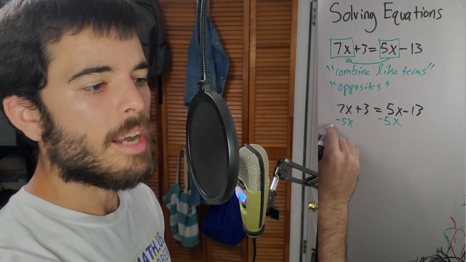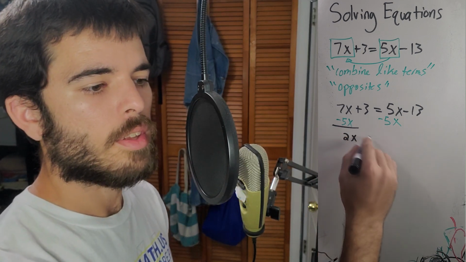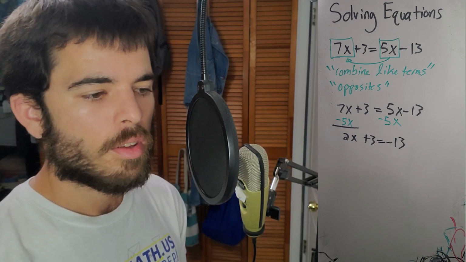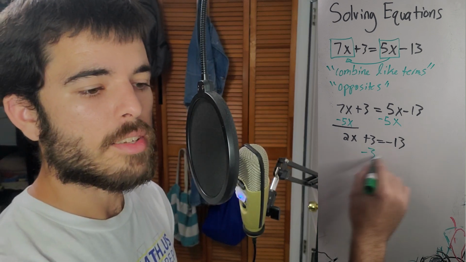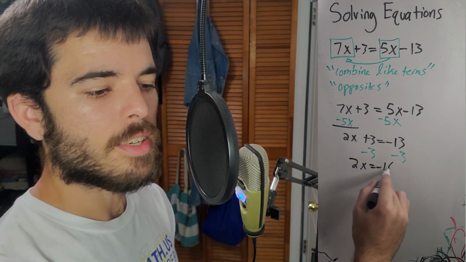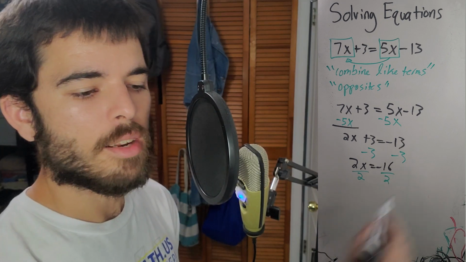Now when we combine these, we just combine the coefficients. So we have 2x plus 3 equals negative 13. From here, we follow the same steps that we've been practicing. I'll subtract 3 to both sides. We get 2x equals negative 16. Divide both sides by 2. And we get x equals negative 8.